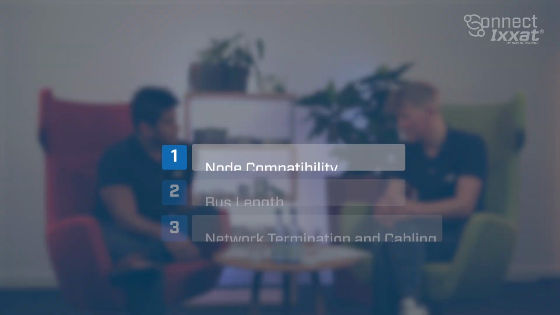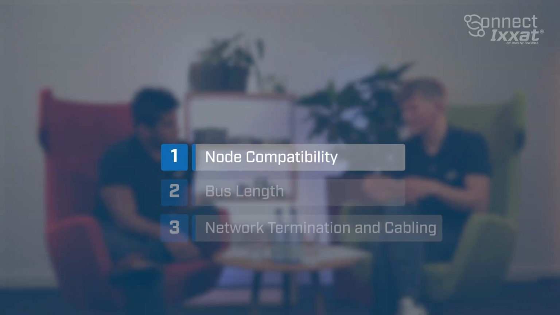But if you were to ask me now the 3 most important things, I think the first one is node compatibility. So as we just discussed, CAN and CAN-FD are not compatible with each other. So you will have to make sure that in order to run a CAN-FD network, all nodes must be CAN-FD capable. So all nodes must be able to speak CAN-FD.